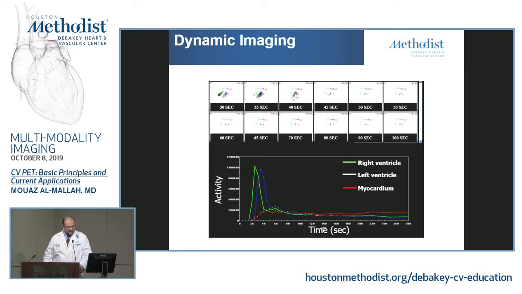How much is it in the RV? How much is in the LV? How much in the myocardium? And the software will allow you to calculate how much is blood flow. You can do it for the entire left ventricle, you can do it for a specific segment, or you can do it for an arterial territory. So we'll say it's in the LAD, RCA, or LCX.